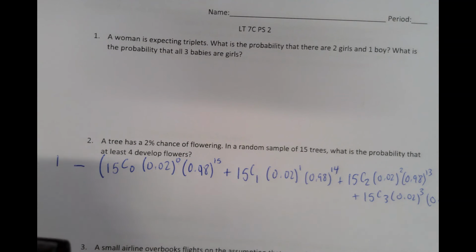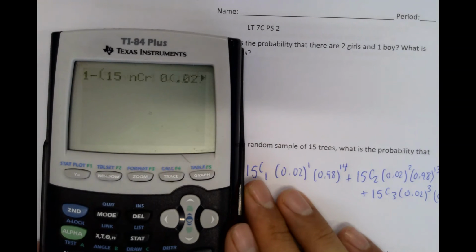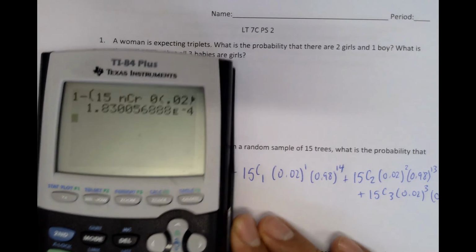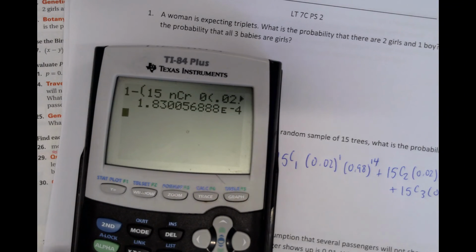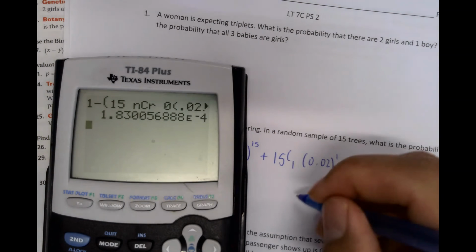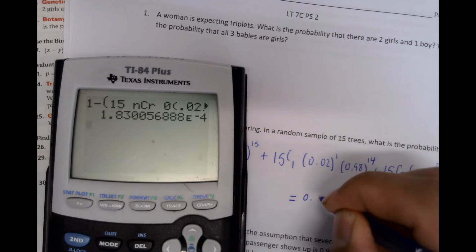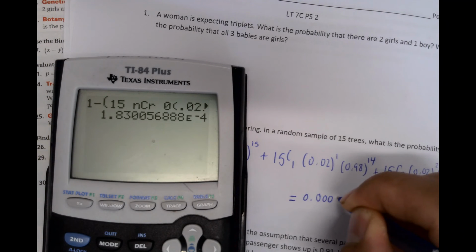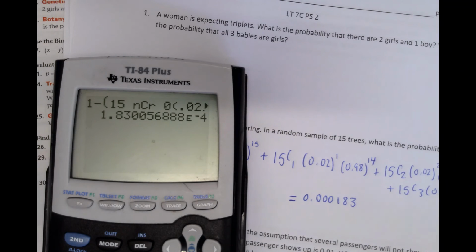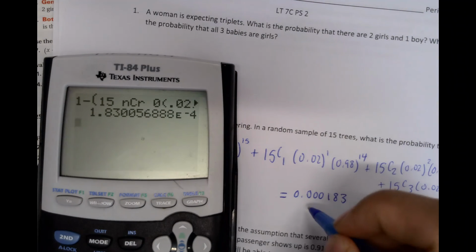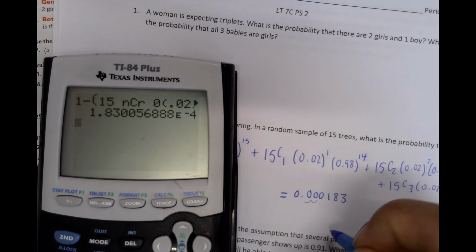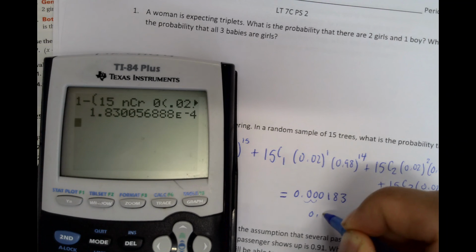So you can see here that it would be 1.83, and then it says e to the negative 4. All that means is that it would be that times 10 to the negative 4, so it would be 0.000183. And if we move it to decimals, it would be 0.0183%.